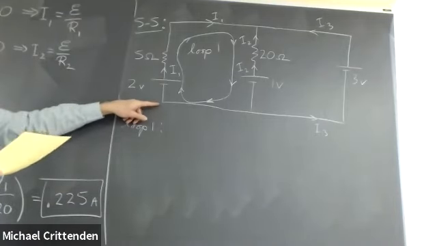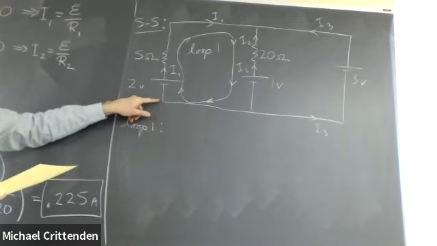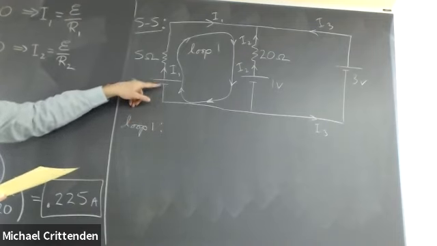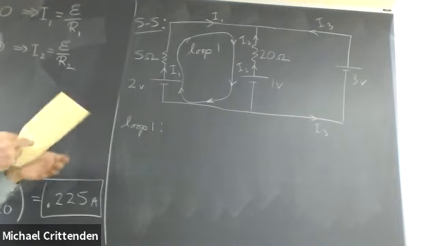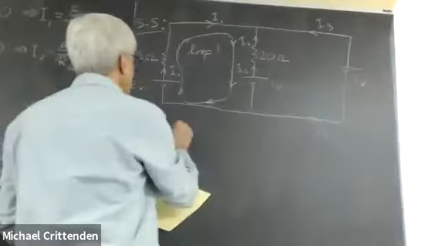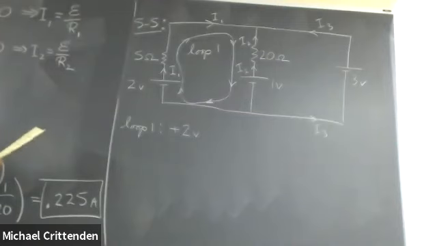So for no particularly good reason, I started here. And first thing that happens is you cross the battery, going from the low side to the high side, an increase of 2 volts, plus 2 volts.